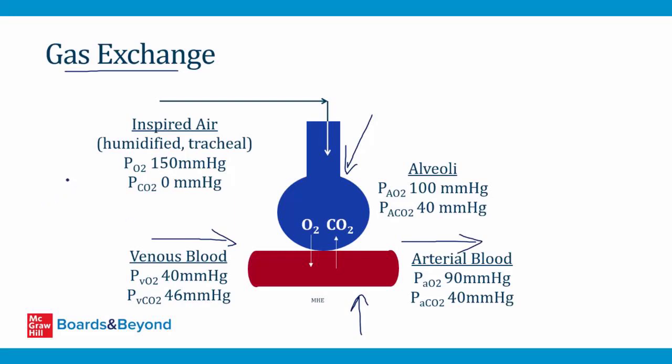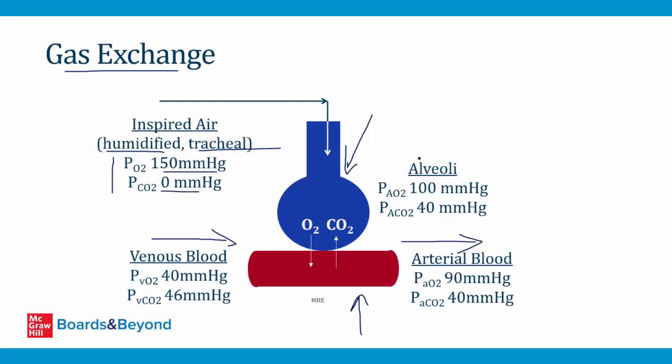So the first thing to know is that the air we inspire from the atmosphere goes through our nose and our mouth. It becomes humidified. It goes through the trachea, and it enters the lungs with a makeup that looks like what's shown here. Partial pressure of oxygen is about 150, and you can think of partial pressure as simply the concentration of oxygen in the gas, and the amount of CO2 is essentially zero.